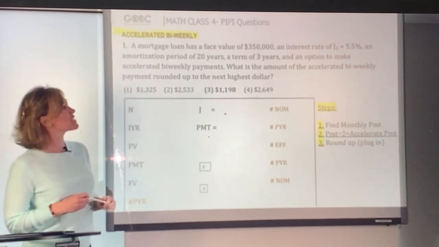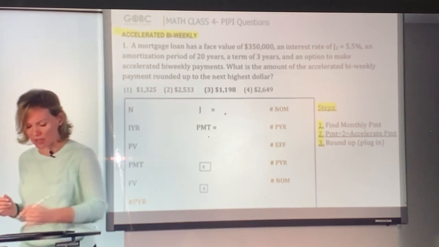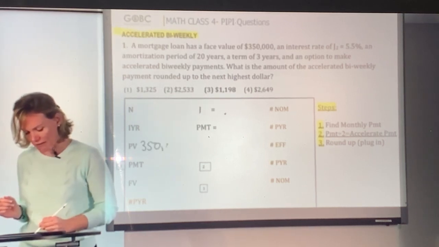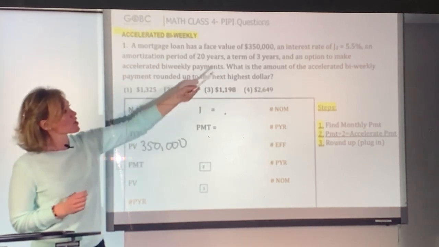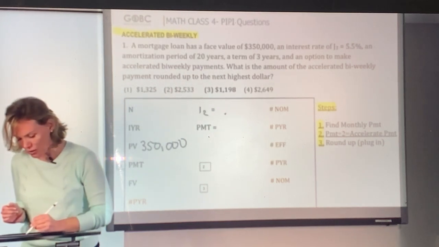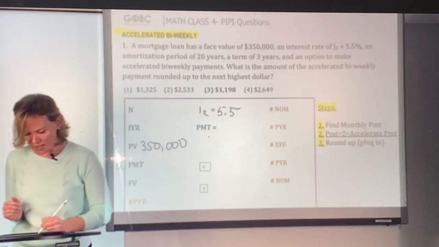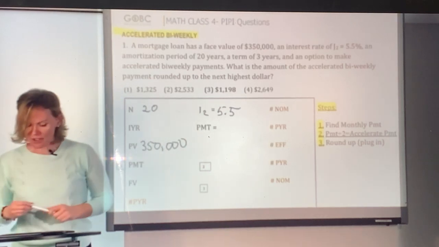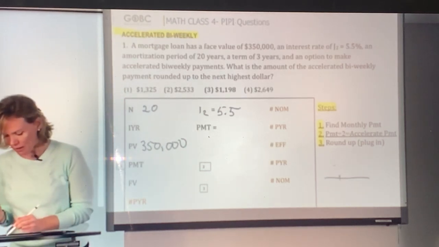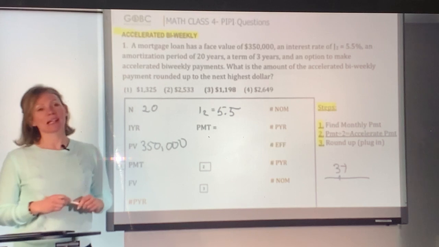We have a mortgage loan that has a face value of $350,000. Basically, you come to the lender, and he says, sure, I'll give you a mortgage of $350,000, which is your PV. Then he says, we'll charge you an interest rate of J2 equals 5.5, so J2 = 5.5, and amortization for 20 years, so we'll give you money for 20 years, and the term of 3 years. I'll put the term somewhere right here, 3 years term. And then this is the option to make the accelerated biweekly payments.